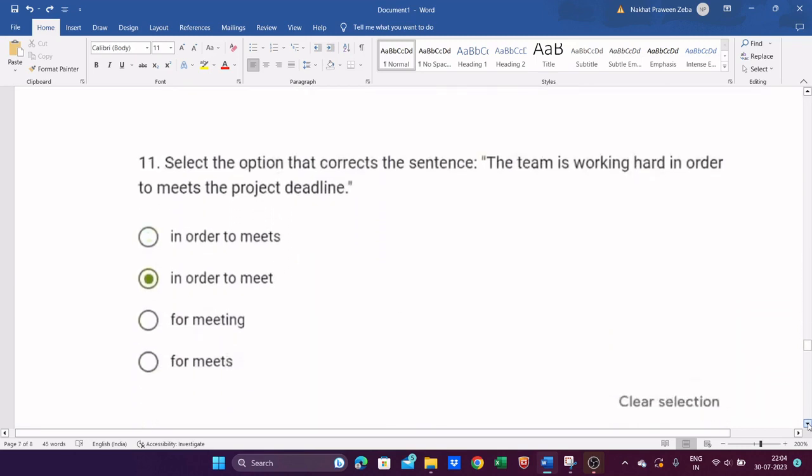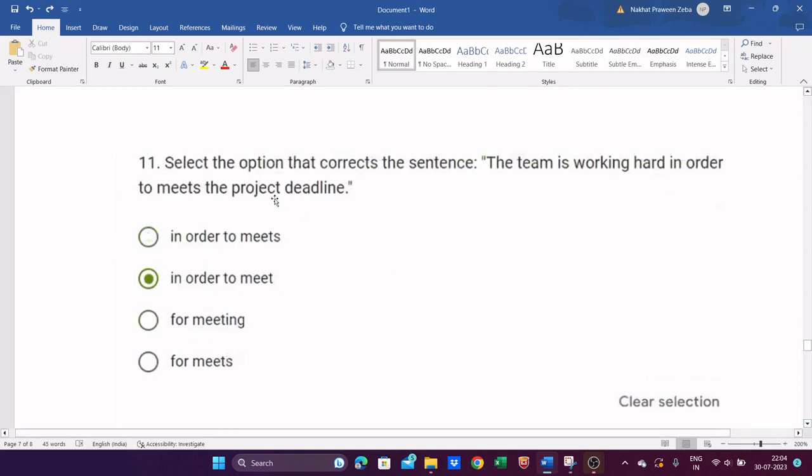Alright, question number 11. Select the option that corrects the sentence. The team is working harder in order to meet the project deadline. "In order to meet" is not the correct word, it is erroneous. So we need to identify the correct option.